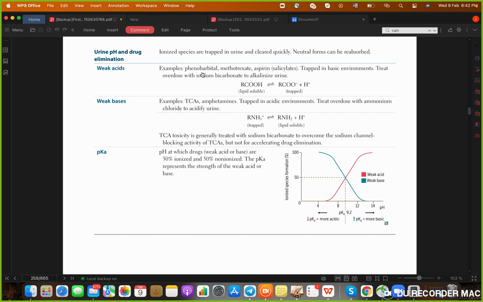So all of these are acid. They are trapped in a basic environment. Okay, but trapped in the basic environment. Yes, well, that sounds useful. Why will it be useful?